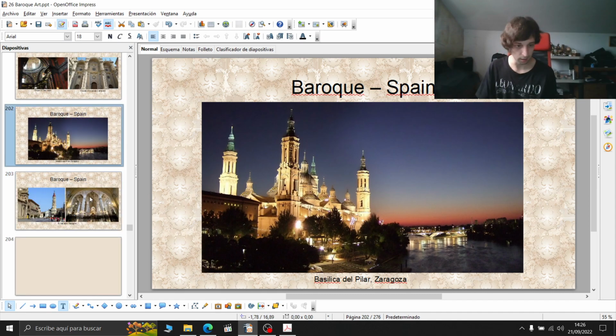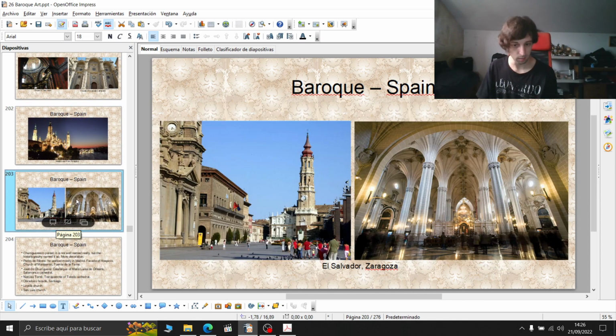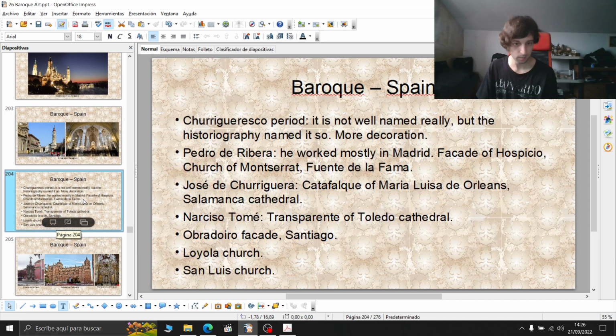Here, Chapel of San Isidro, Facade of Cathedral of Granada, Basílica del Pilar in Zaragoza, El Salvador in Zaragoza. Churrigueresco period. It is not well named really, but the historiography named it so. More decoration. Pedro de Rivera, he worked mostly in Madrid. Facade of Hospicio, Church of Montserrat, Fuente de la Fama. José de Churriguera, Catafalque of María Luisa de Orleans, Salamanca Cathedral.